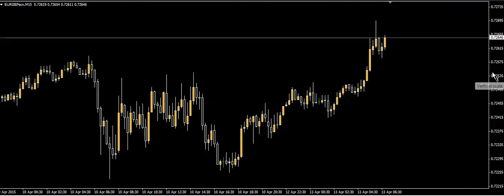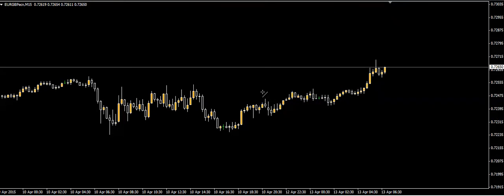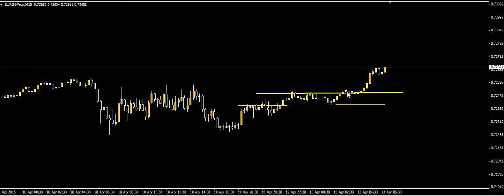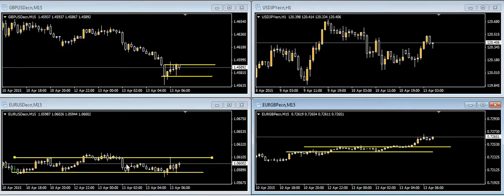On the Euro GBP, we can see that at this point the market already broke out of a channel. The market was in a channel here, we got the breakout, we got a pullback, and then the market is actually running at the moment. So I would not be focusing much on this pair because we already got the breakout, and this level of consolidation is not enough for me to say I'm taking this trade on a breakout strategy.